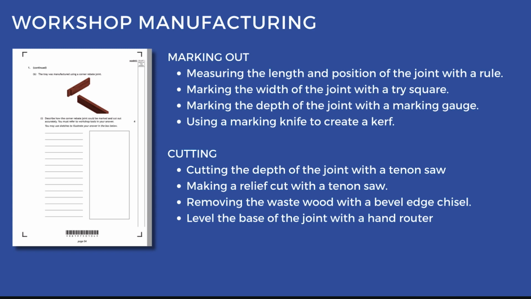Some candidates sometimes mention a coping saw, but the correct tool for this would be a tenon saw. Making a relief cut with a tenon saw, that's an extra cut somewhere in the waste wood to reduce the amount of material that would be chiselled out at one time. Removing the waste wood with a bevel edge chisel. You would be able to say just chisel at this point, but a bevel edge chisel is the correct chisel. And then levelling the base of the joint with a hand router, sometimes called a granny's tooth.